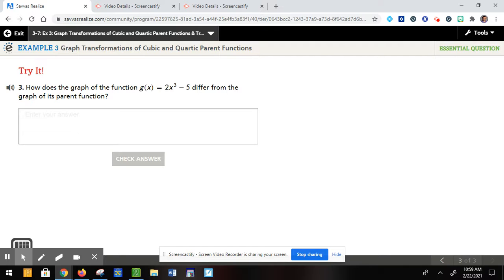So in this example here, it's not asking you to draw anything. It's just asking you to identify what are the things that are going to transform the graph. First figure out what the parent function is, then figure out what the transformations are and how they would affect the graph. All right, I'm going to pause here, and then you come back and check if you have the same answer.